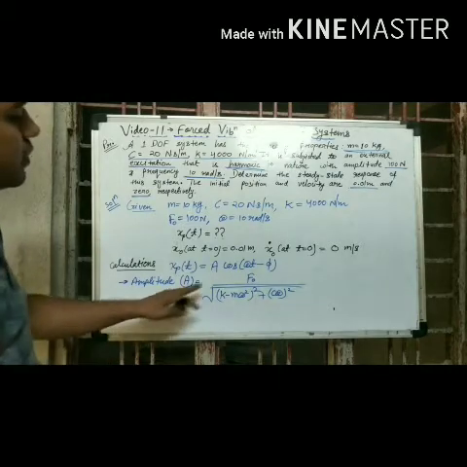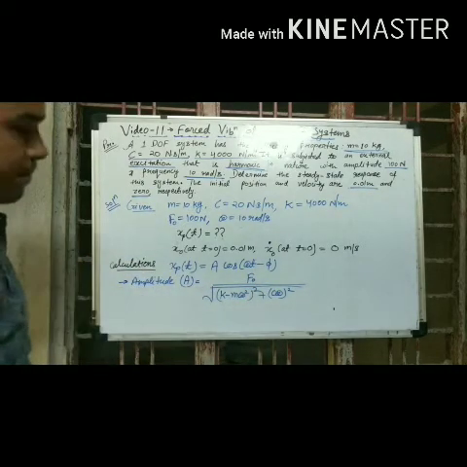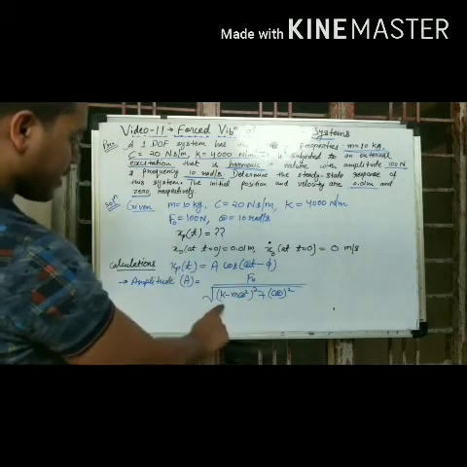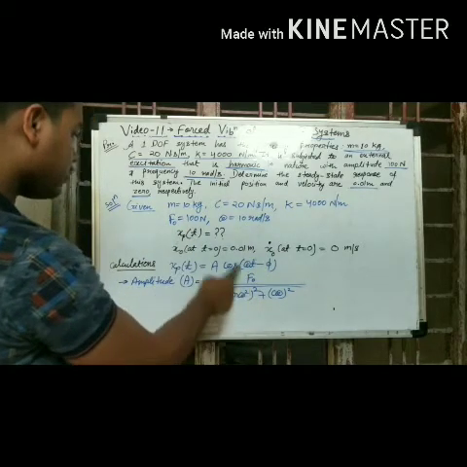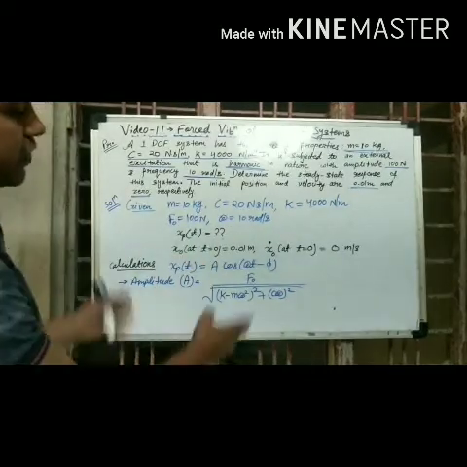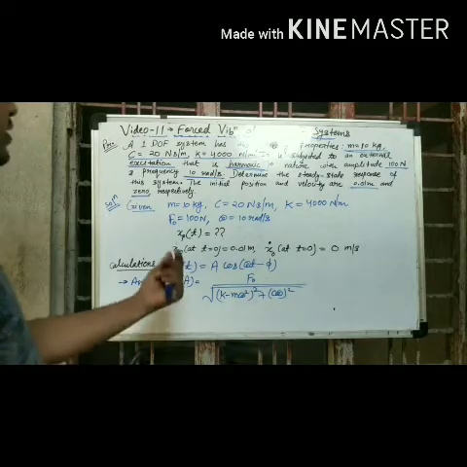So the formula for amplitude is F naught by square root of (K minus M omega square) whole square plus (C omega) square. What values do we have? Do we have the F naught value? Yes. K value? Yes. M value? Yes. Omega value? Yes. C value? Yes. Everything is with us. So we'll simply put the values and we can easily get the amplitude.